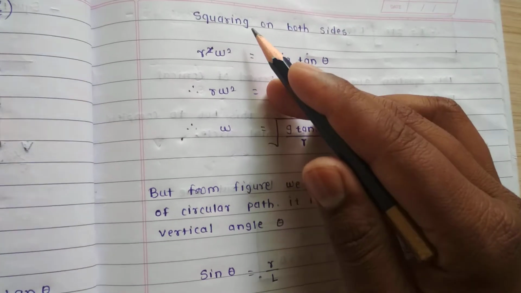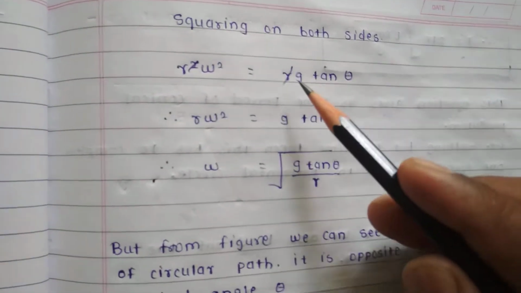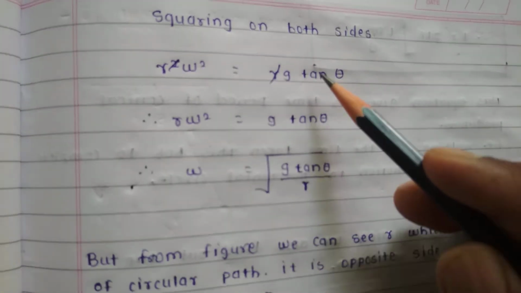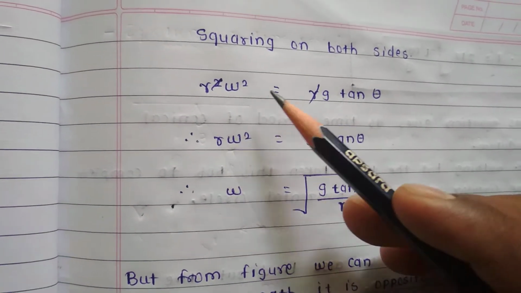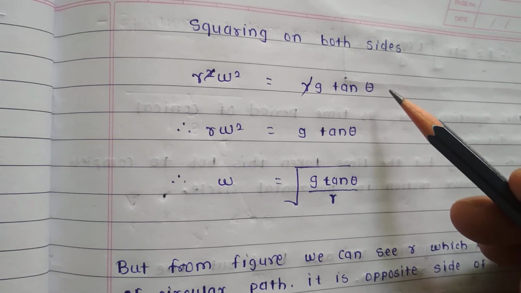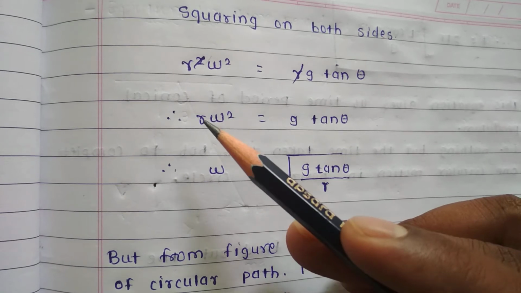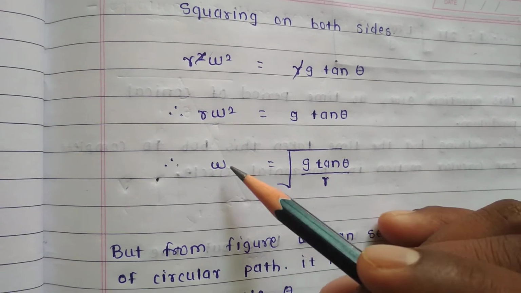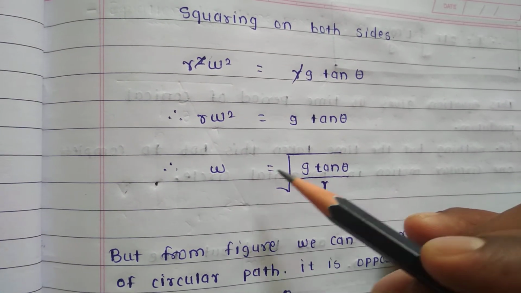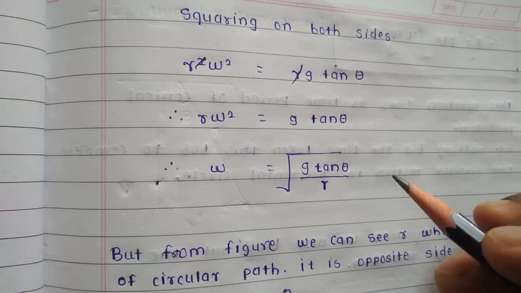Now we take the squaring on both sides, so the square root is neglected. Therefore, r square omega square is equal to rg tan theta. This r and this r get cancelled. Therefore, r omega square is equal to g tan theta. Therefore, omega is equal to under root g tan theta divided by r.